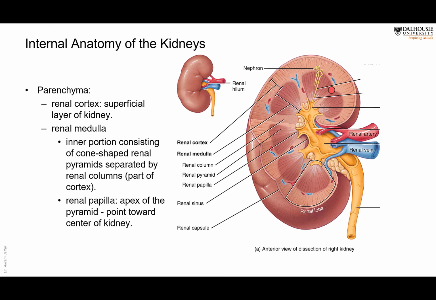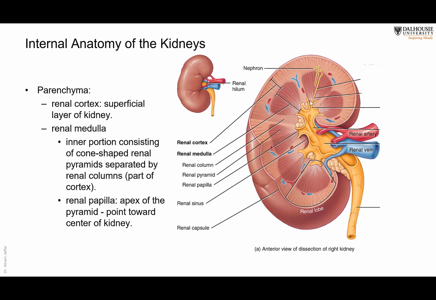And in between the renal pyramids, the light colored staining structures are extensions of the cortex, and they are called the renal columns. They are not part of the medulla. The medulla is confined to these pyramids, and these are part of the cortex as well, called renal columns. The tip of each of these pyramids is called a papilla, the renal papilla.